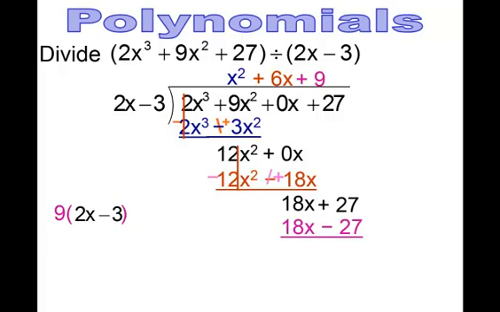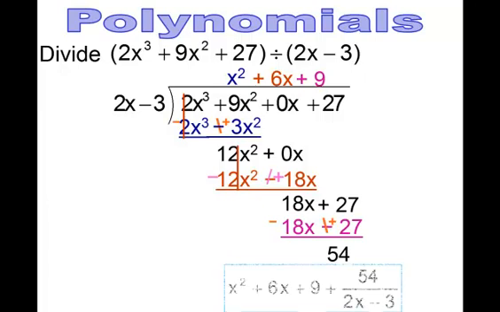And don't forget to change the signs here. I changed the signs, and I'm left with the remainder of 54. So be very careful. Don't forget to change the signs or distribute that negative. And then you get your solution is x squared plus 6x plus 9 plus 54 all over 2x minus 3.